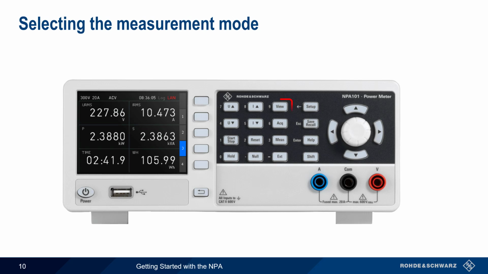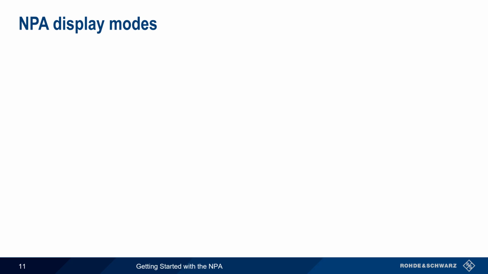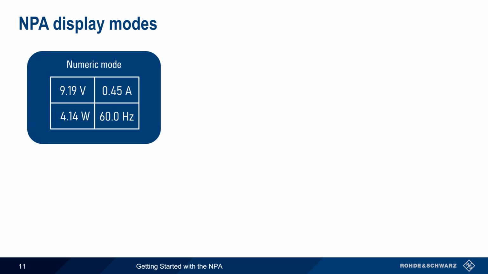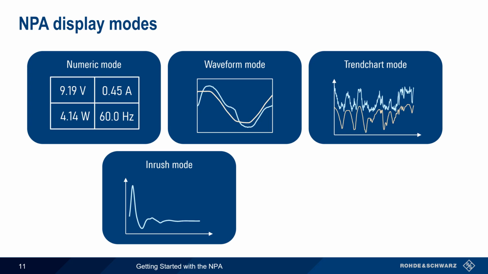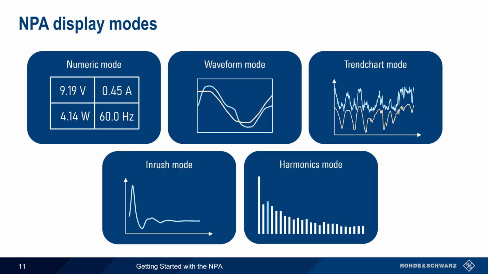The first step in making measurements with the NPA is selecting the measurement mode using the View hard key. The 5 different measurement modes are Numeric mode, Waveform mode, Trendchart mode, Inrush mode, and Harmonics mode. Let's look at each of these modes in more detail and explain how they're configured and used, starting with Numeric mode.